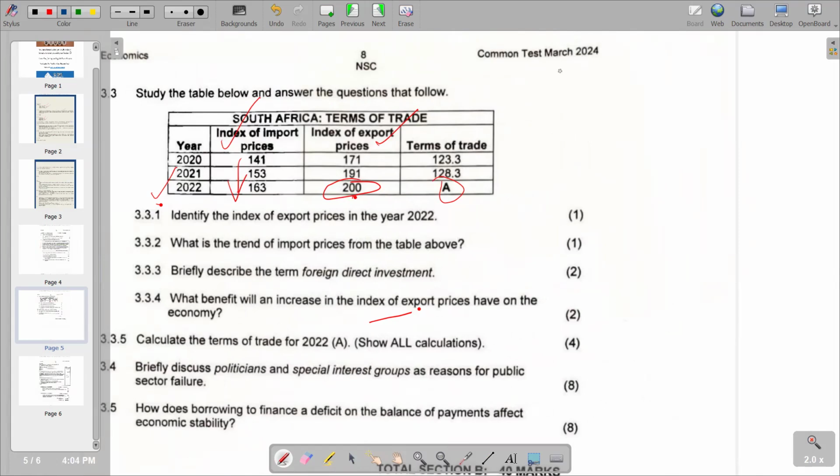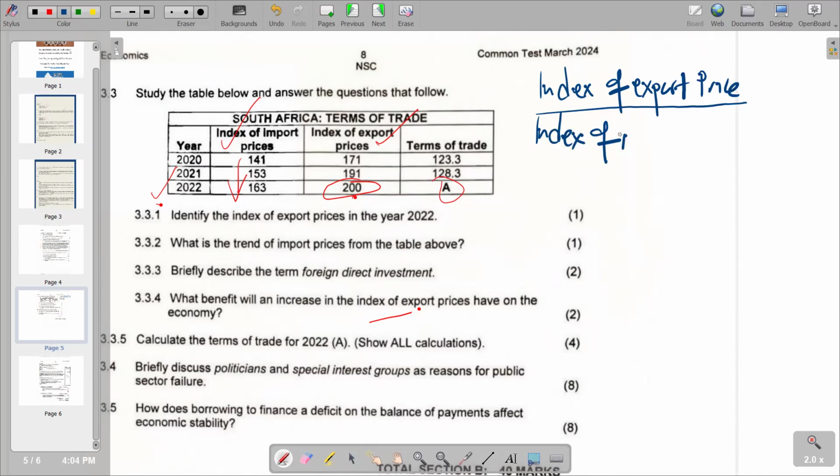So we say index of export price over index of import price, and then we multiply by 100 over 1. So this is the formula.